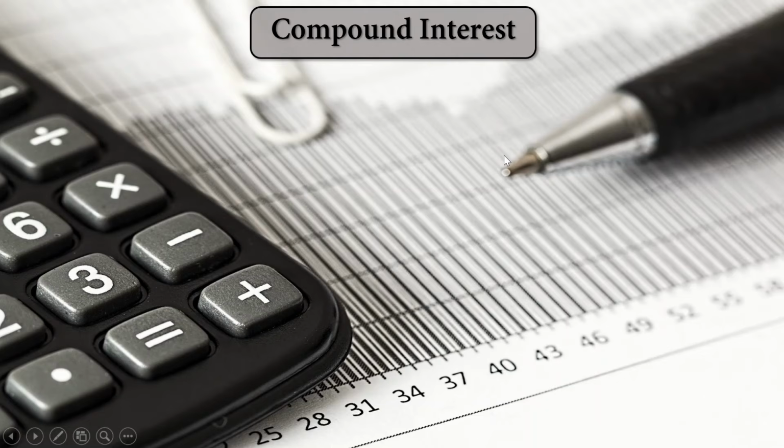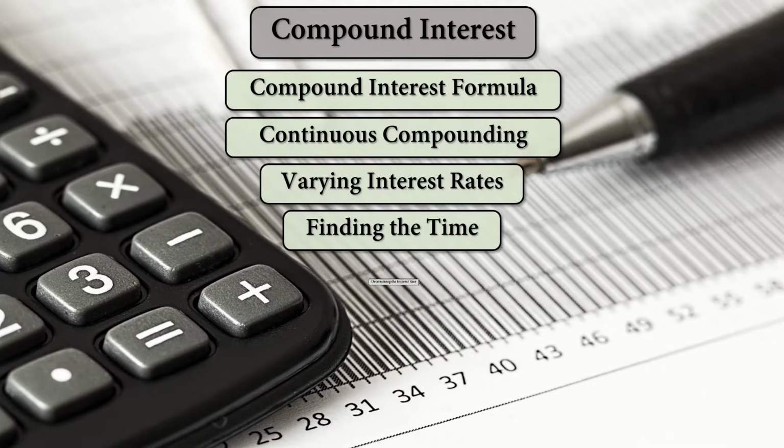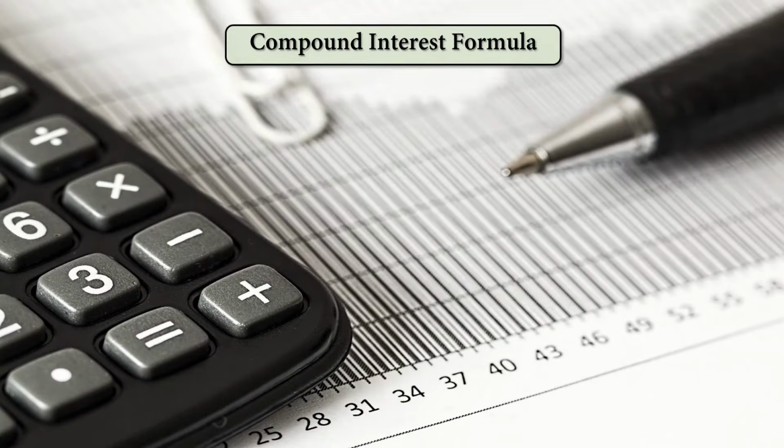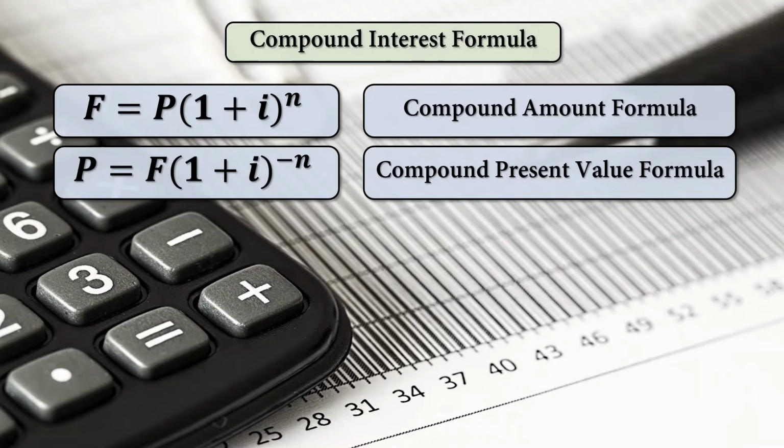The next type of interest after the simple interest is the compound interest. So here, we are going to discuss again different subtopics under the compound interest. So first, the compound interest formula. Here, may dalawa tayong formula for the amount or the F and for the present value P.